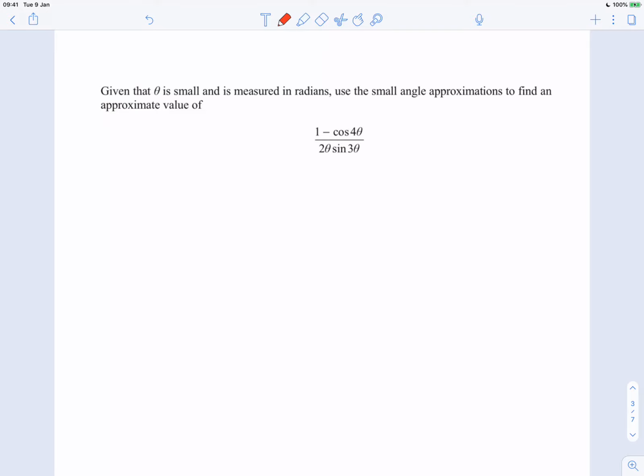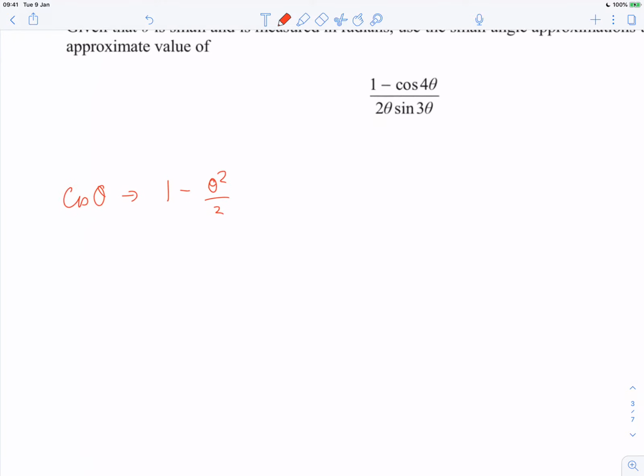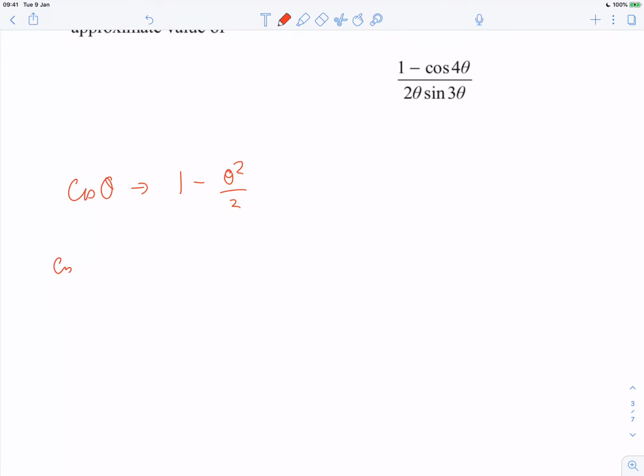Okay, given that theta is small and measured in radians, use the small angle approximations to find the approximate value of that. Right, now if cosine theta is 1 minus theta squared over 2, when theta tends to 0, then cosine of, now the input is 4 theta, is going to tend to 1 minus 4 theta squared over 2, which is the same as 1 minus 16 theta squared over 2, which is going to be 8 theta squared.